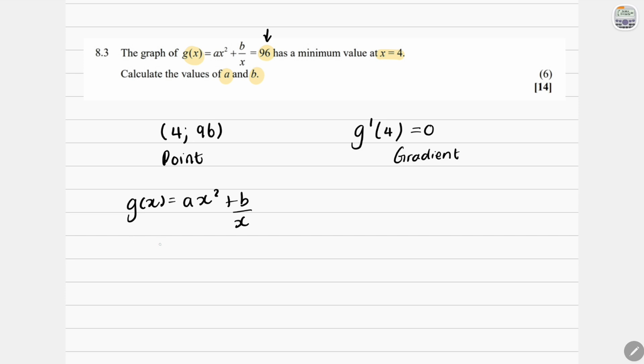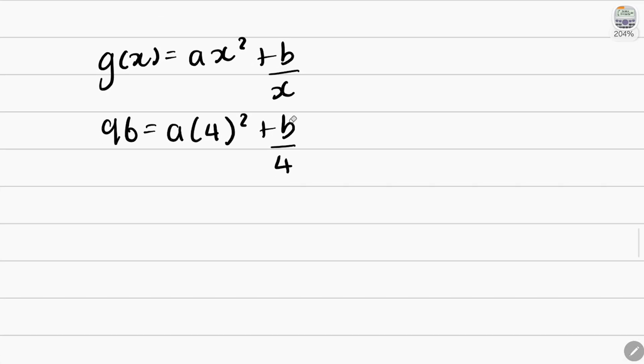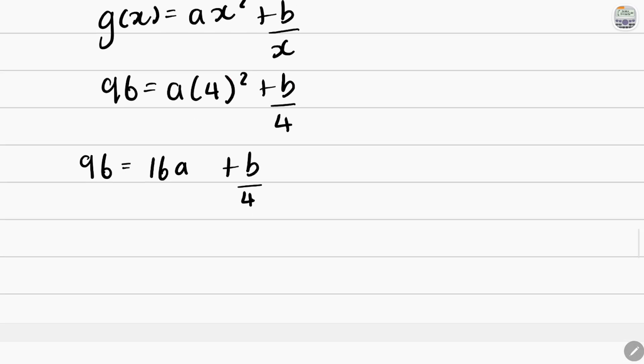And the y value is 96. So 96 equals a multiplied by 4 all squared plus b over 4. And if you simplify this further, you see that we can actually make b the subject here. We can make b the subject by multiplying both hand sides by 4, but let's just simplify first. This is 96 is equal to 4 squared is 16, 16a plus b over 4. And so to get b on its own, let's just multiply both hand sides of this equation by 4.